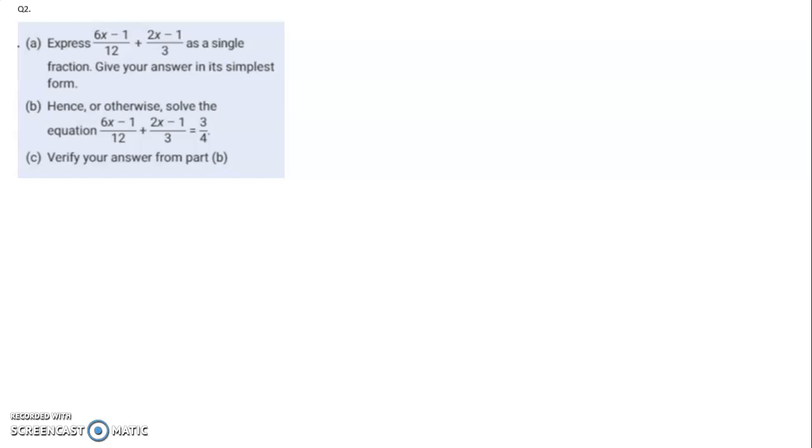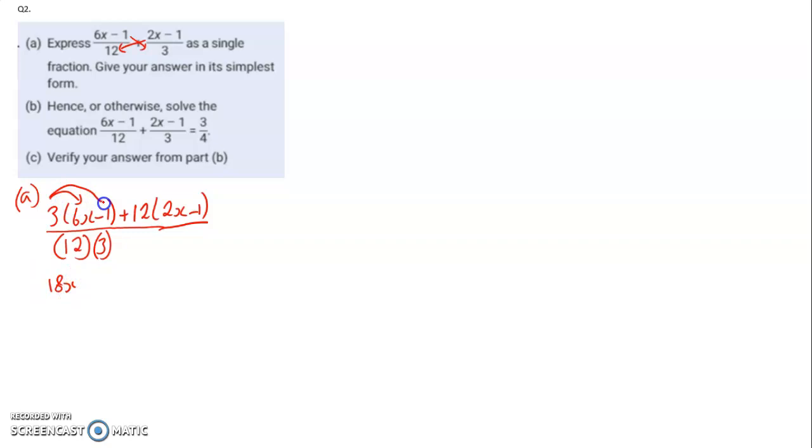Express this as a single fraction given your answer in its simplest form. So same as the previous question, to get my new denominator, it's the two denominators multiplied. To get my new numerator, it's going to be 3 by 6x minus 1 plus 12 by 2x minus 1. Multiply out my bracket. 3 by 6x is 18x. 3 by minus 1 is minus 3.